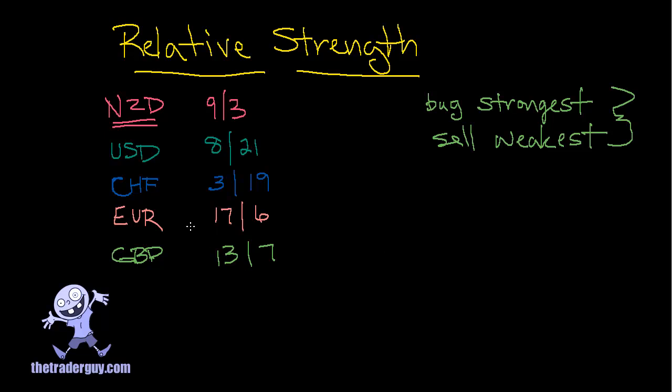In this particular setup, I see that the euro looks pretty strong. It's not the only strong one, but I might want to buy the euro. And I look through this, I look for something weak, and in this particular case, it's the Swiss franc. So I want to buy the euro Swiss. Now, what will happen will be this, typically.